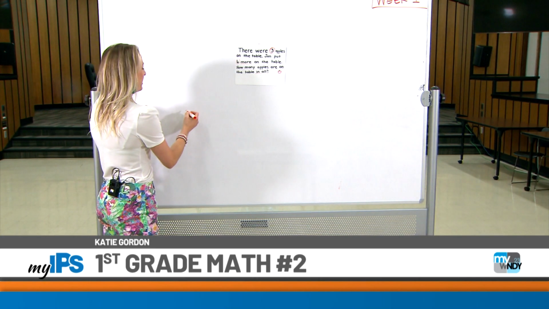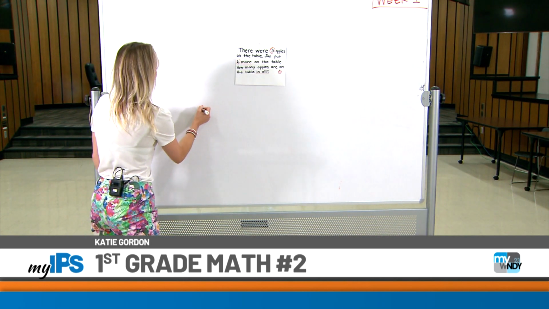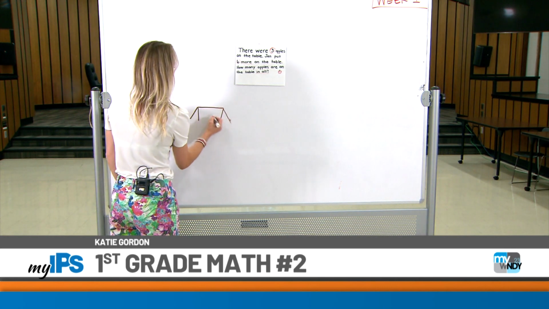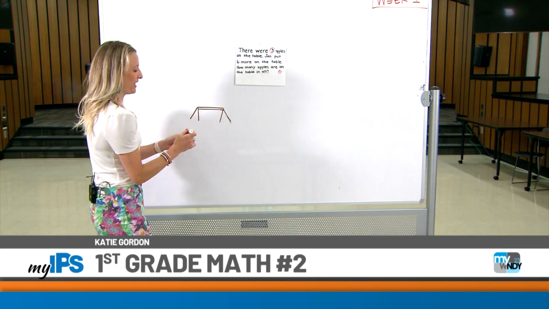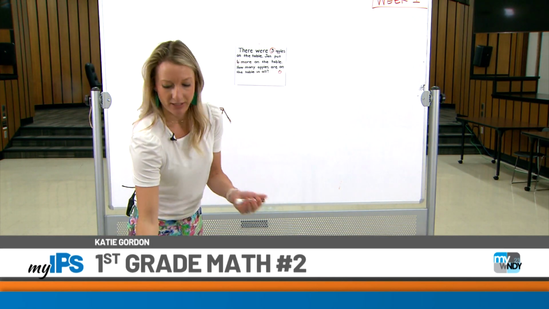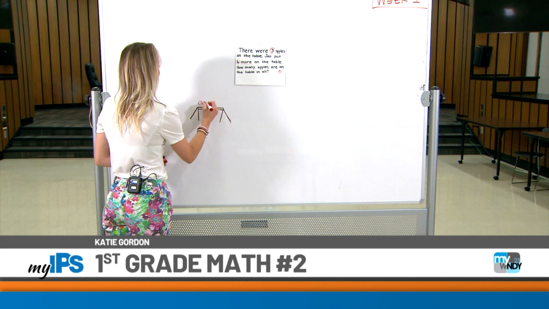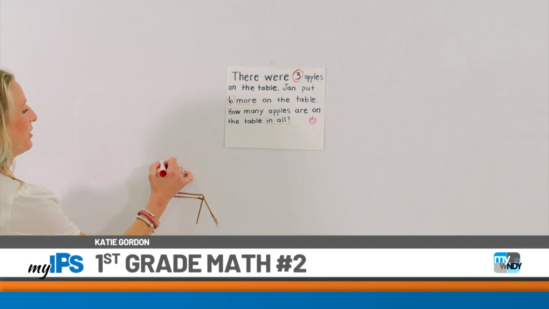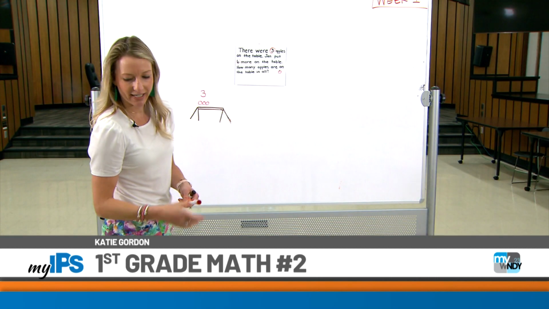So I'm just going to do a quick draw. We got the table, and we have Jan. So here's our table. Just, you know how we like to do our quick draws here. There's our table. Great. And how many apples are on the table in the beginning of the story? Go ahead and say it out loud. 3. You should have said there were 3 apples in the beginning on the table. So I'll label it with my 3. And then I have 3 apples.